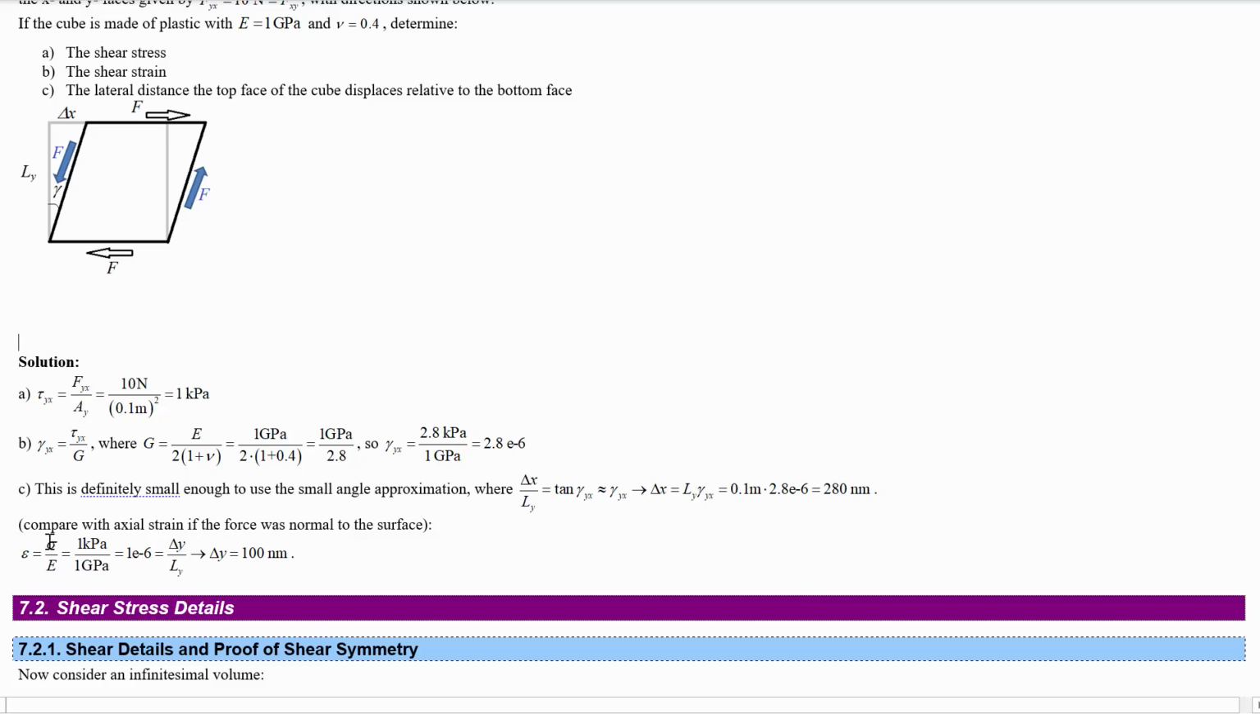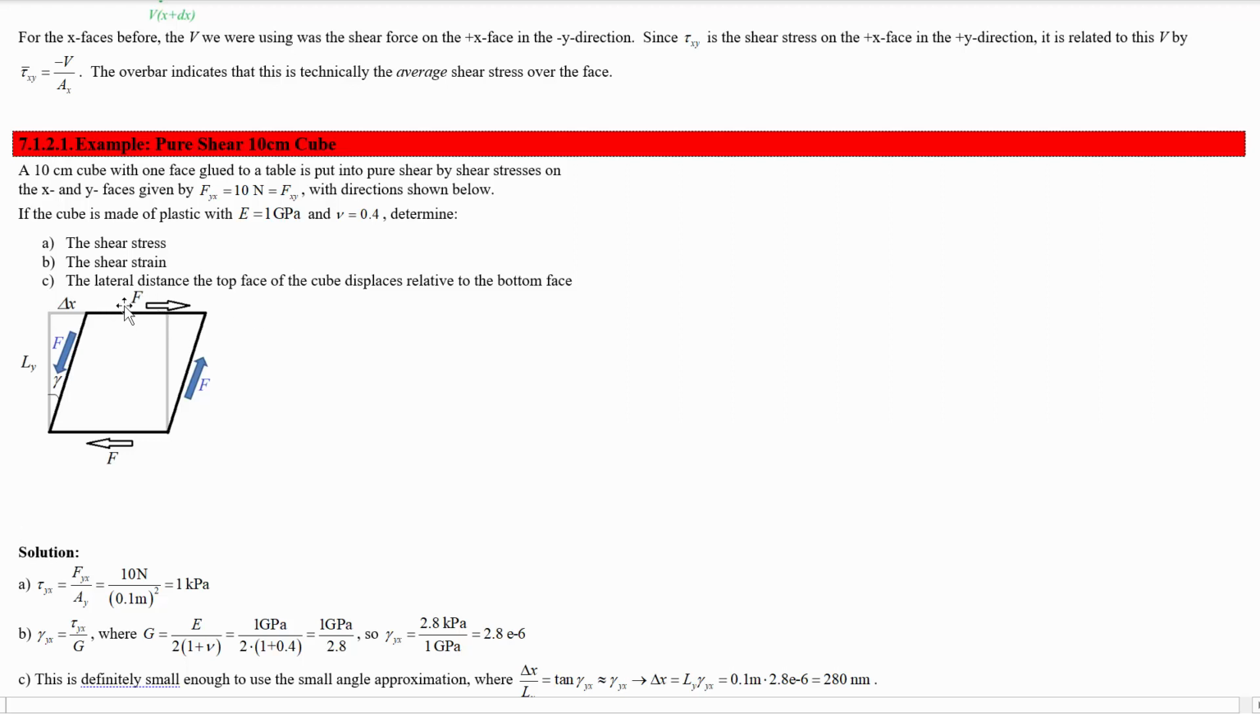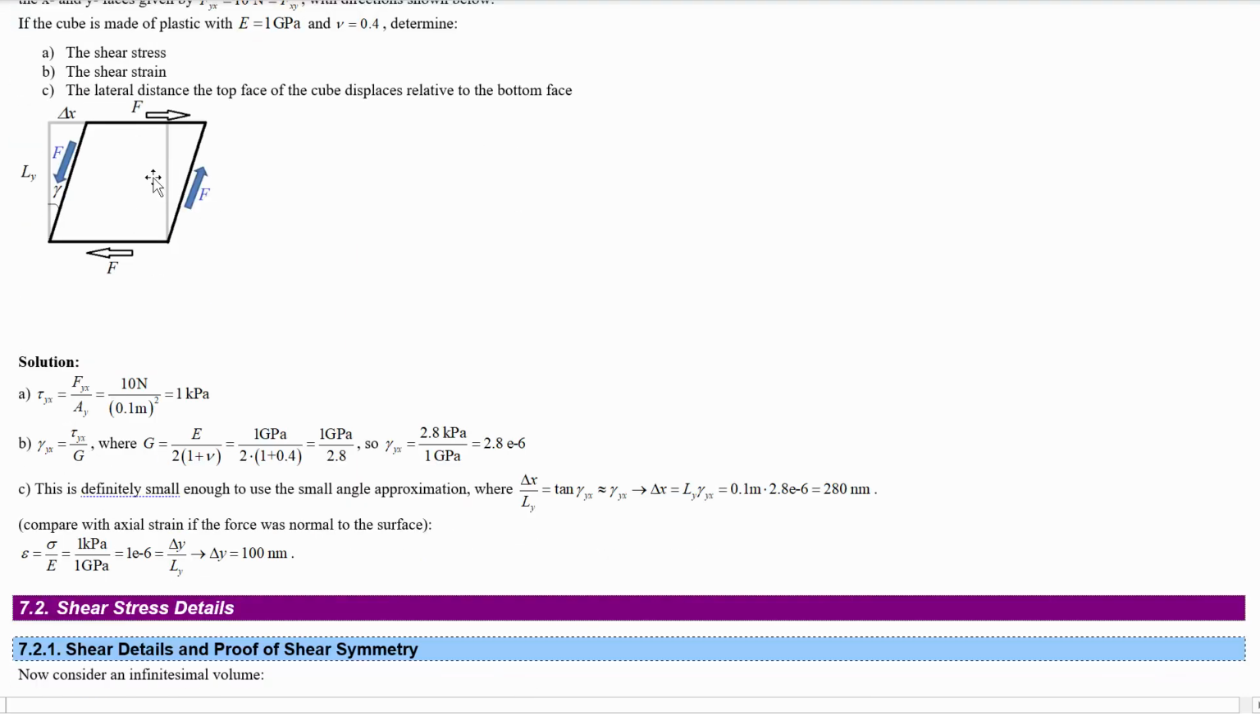Even though this 280 nanometers, this 0.28 microns, is quite small, it's actually larger than we would have gotten if we had just applied a normal stress that was the same magnitude as this shear stress. So if we applied this force not parallel to the surface, but perpendicular to it, and didn't apply the side forces anymore, but just this one and the force on the other side, we would have had only 100 nanometers of displacement, because the Young's modulus is larger than the shear modulus.